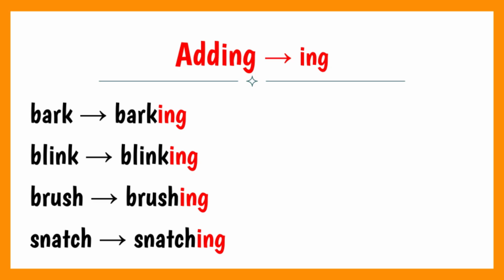Here are some more examples. Bark becomes barking. Blink becomes blinking. Brush becomes brushing. Snatch becomes snatching. Look carefully at how the words change.